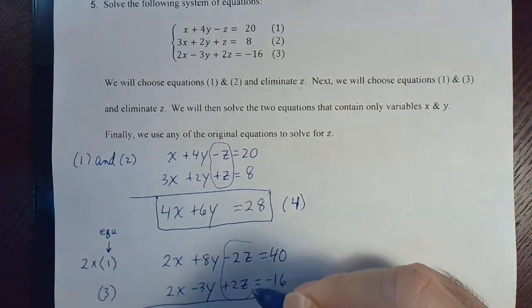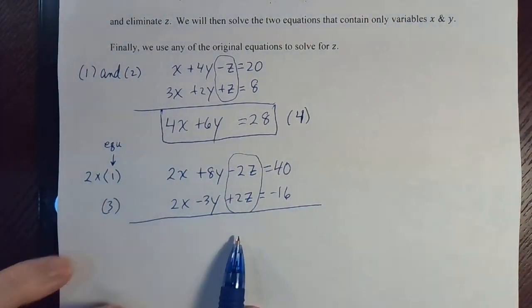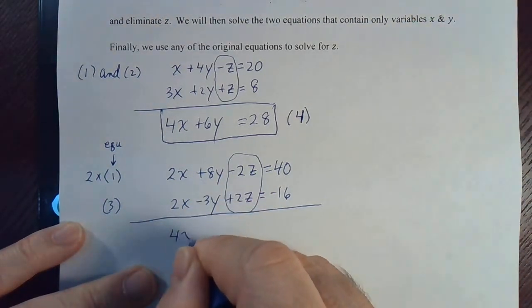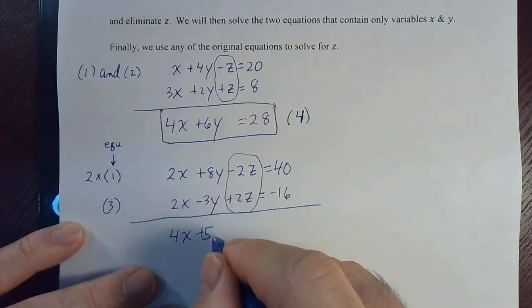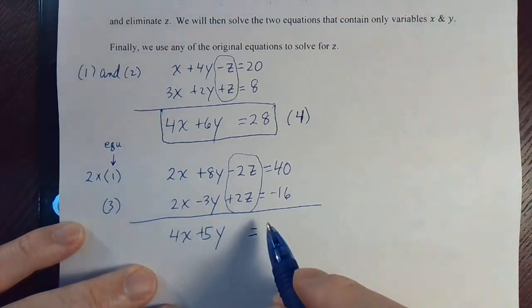As we expected, the z's are just going to drop out. They're going to cancel out when we add, cancel out to 0. So here we get 4x plus 5y equals what? 24.